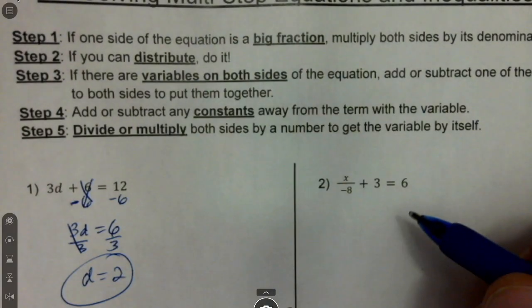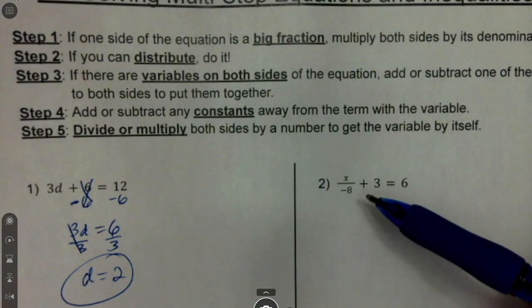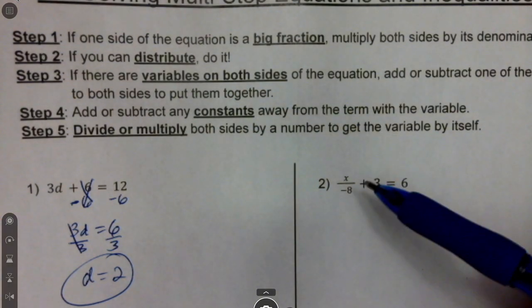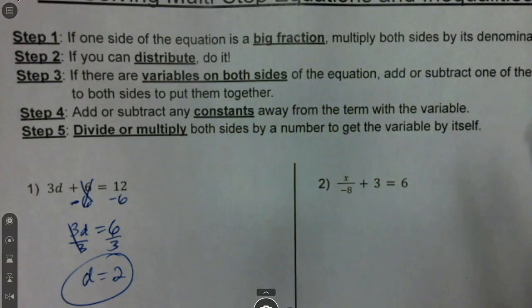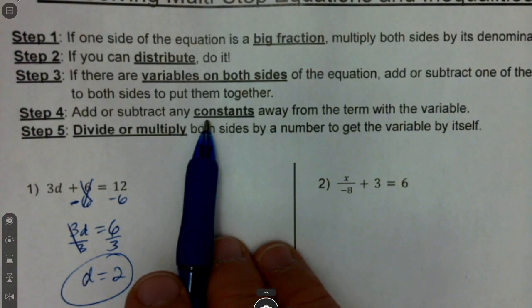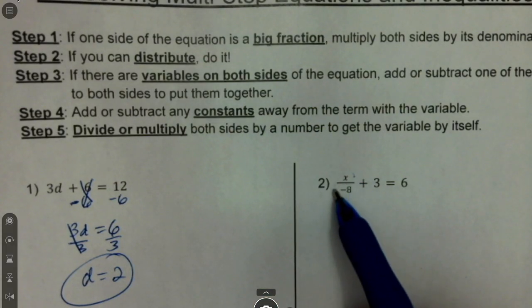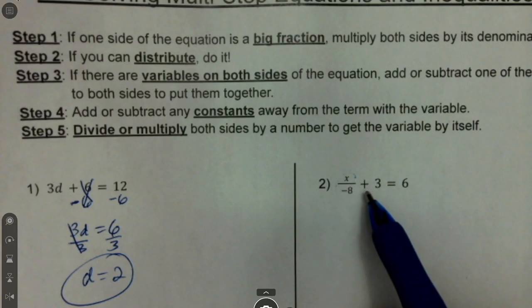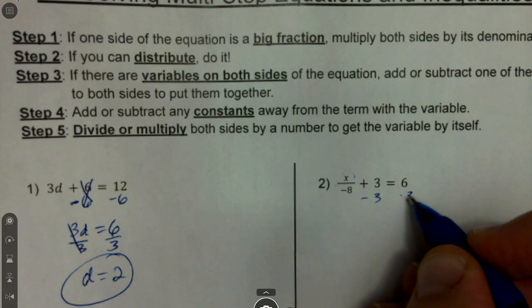Now as we do number 2, we can check steps 1, 2, and 3. There's no big fraction, that's a little fraction. Can't distribute, there's no parentheses. And there's not variables on both sides. So we check 1 through 3, nothing there. So we go straight to the part about the constant. So the constant needs to be moved away from the term with the variable. This is the term with the variable. We need to move this constant away from it. They're adding 3, so we will subtract 3 from both sides.